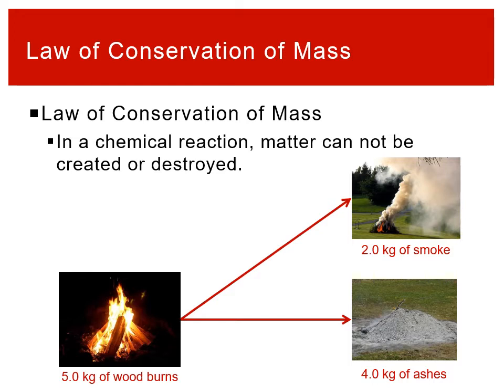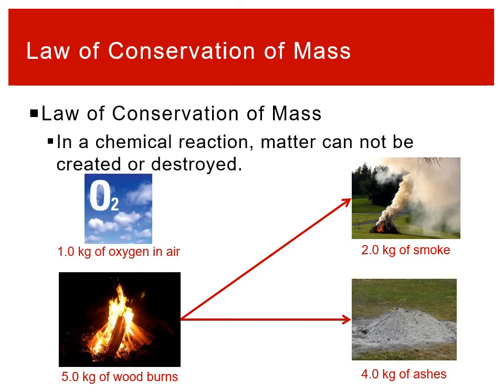We now have 5, but that turned into 2 plus 4, which is 6. That's still a problem because now we've made more mass at the end. Where did that come from? It has to come from the air. A kilogram of oxygen from the air combines with the 5 kilograms of wood. We have 1 plus 5, that's 6, and then we get 2 plus 4, that's 6 as well. So we started with 6 kilograms and we end with 6 kilograms.